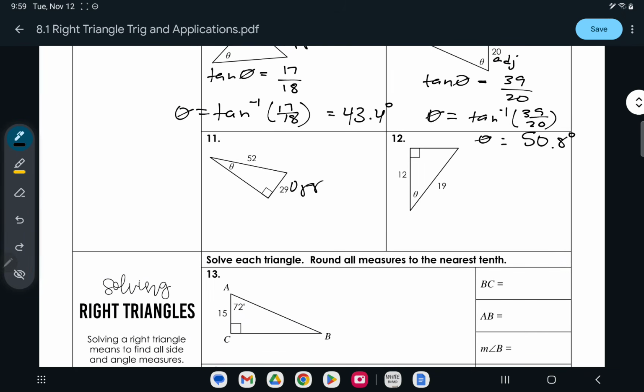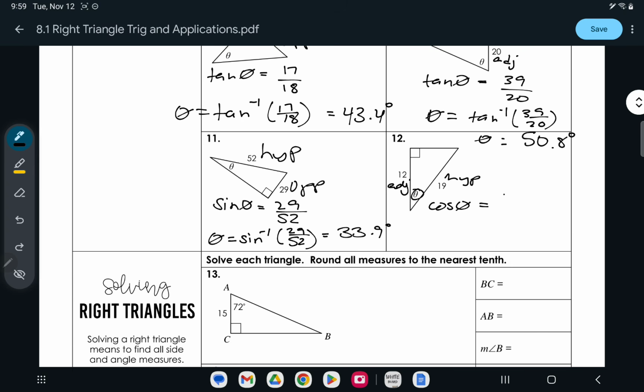All right, we have opposite and hypotenuse. So sine of theta is 29 over 52. Theta is inverse sine of 29 over 52, which gives me 33.9 degrees. And the next one here we have hypotenuse and adjacent, so cosine theta, 12 over 19, so theta is inverse cosine of 12 over 19, which gives 50.8 degrees.